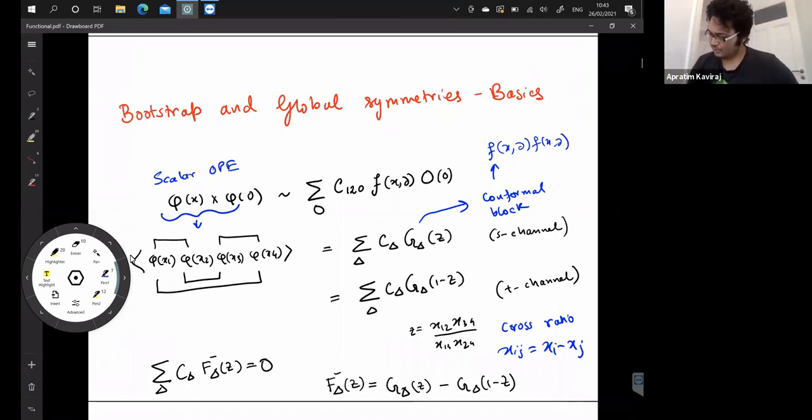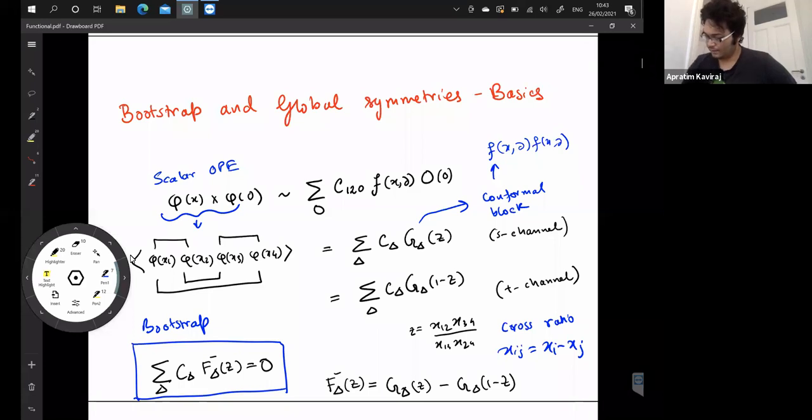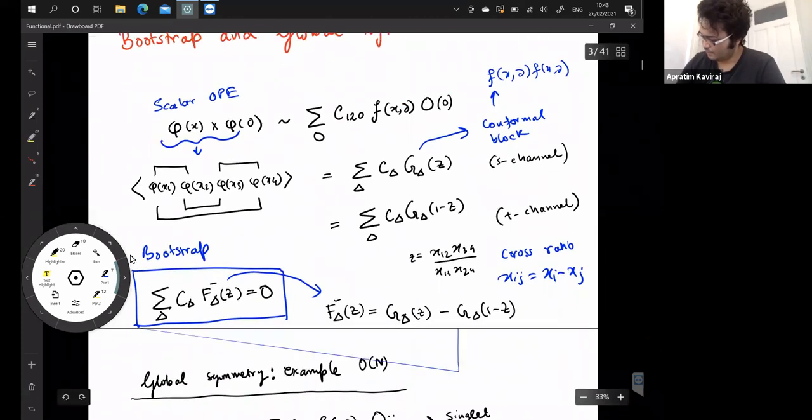So the bootstrap equation is basically equating the S channel to the T channel, which can be simply denoted by the following expression, where this F minus is called a bootstrap vector. It's the difference of the S channel and T channel conformal blocks.